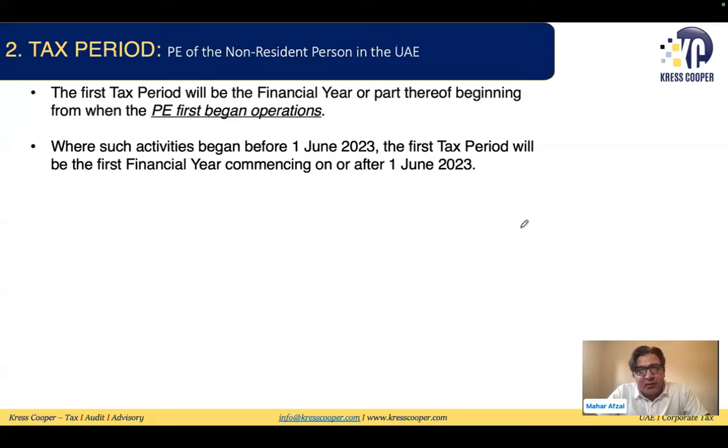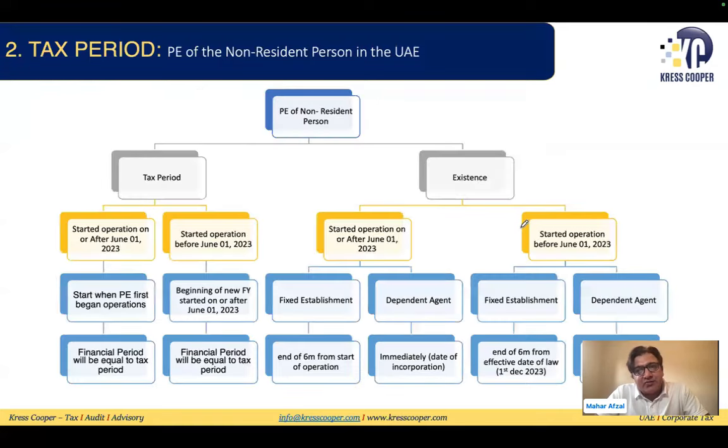There is no difference, by the way. The only important thing is that, as given in the public clarification, we need to perform the existence test as well. What is that existence test? The existence test shows from which date this PE exists, from which date we will assume that this PE exists. This is the existence test. The rest, the tax period test, is the same as for a resident juridical person.